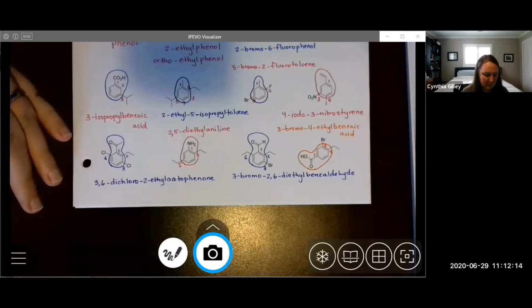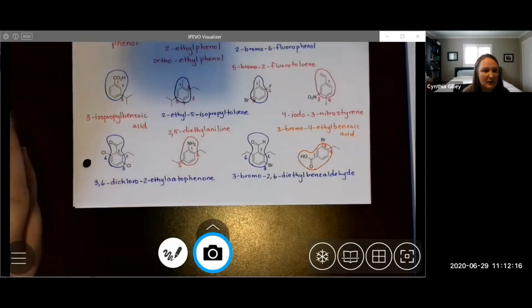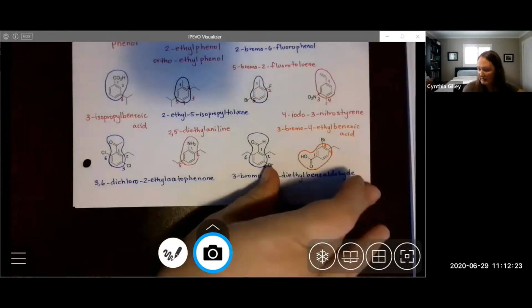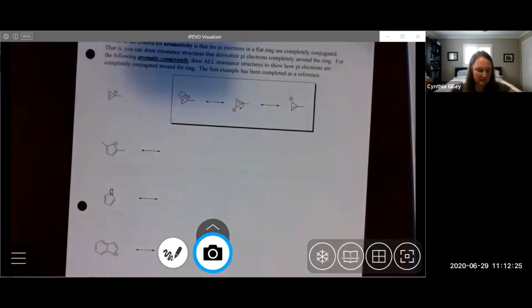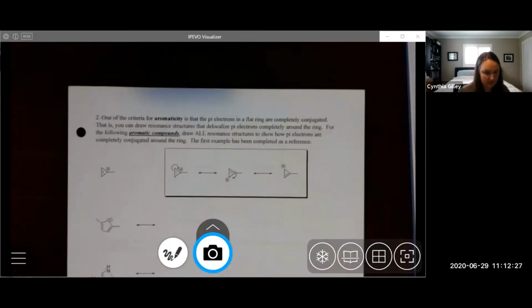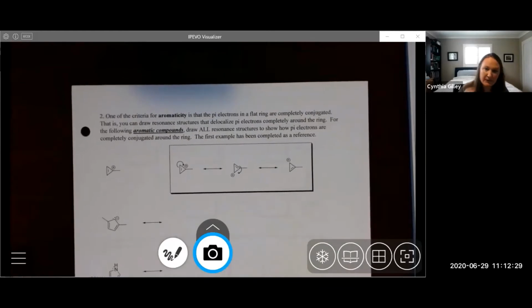Before we move on from nomenclature, is everybody okay with this? Good. We will move on to aromaticity.